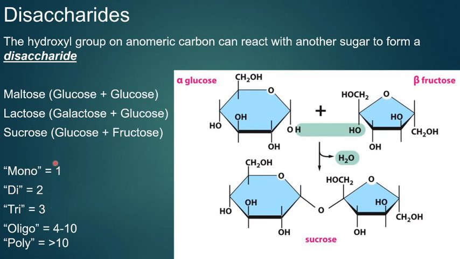Now, our naming convention here is that mono is one, di is two, tri is three. We already know this. Oligo means like a couple. It means it's anywhere from about four to around 10, like 8 to 10. And after that point, we then refer to it as poly, meaning many.